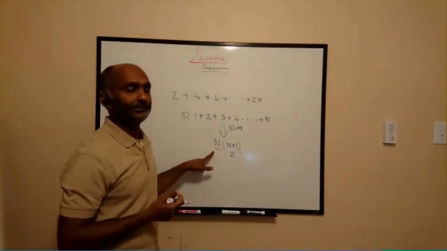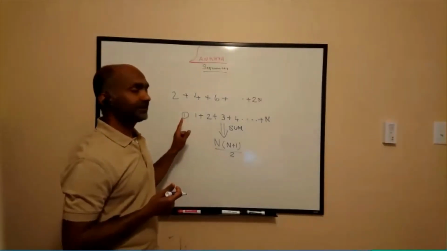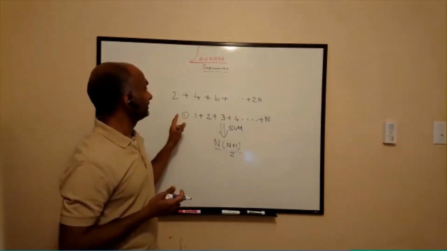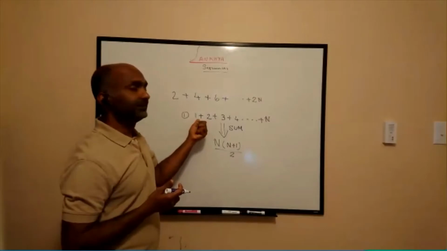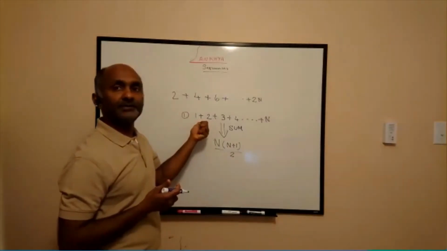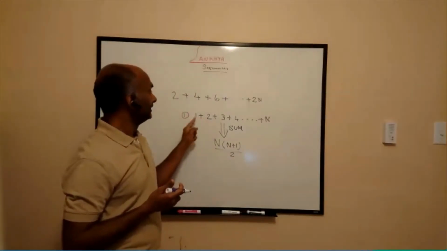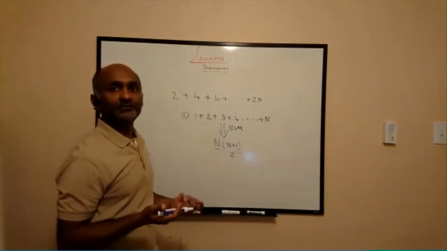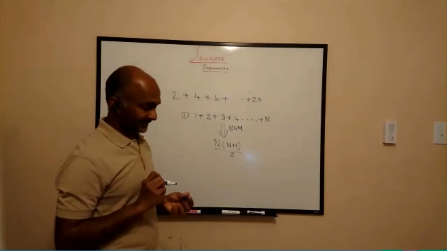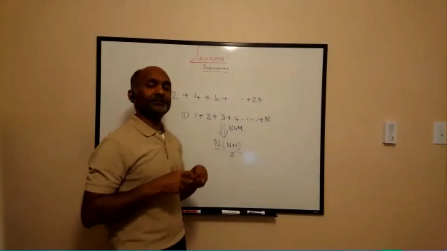So that explains the reason why we did the sum of sequence of numbers, this sequence, before coming to the even, because one can be derived from the other. So any other question?